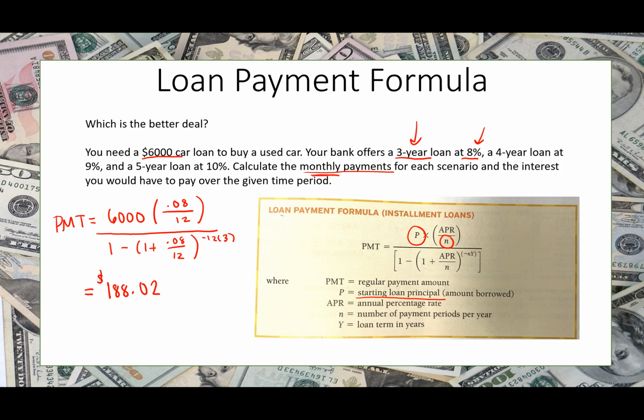And that's going to be per month. Okay, so this is scenario number 1. We'll call this scenario number 1. It's going to be $188.02 per month. Now let's figure out how much you've paid over the long run.